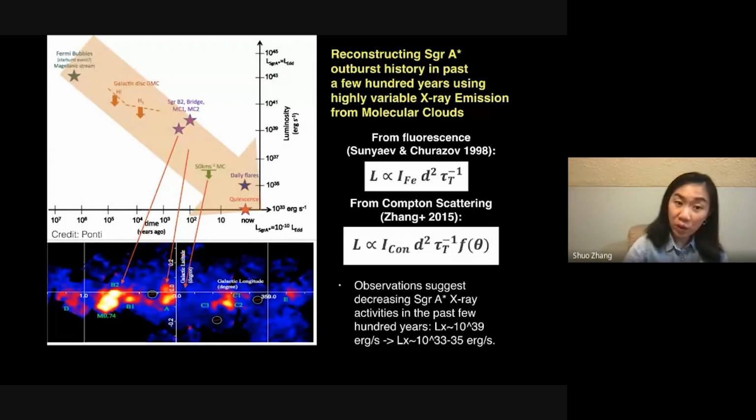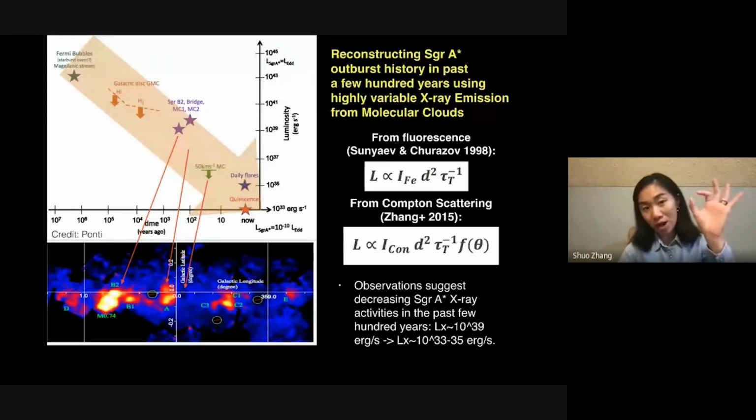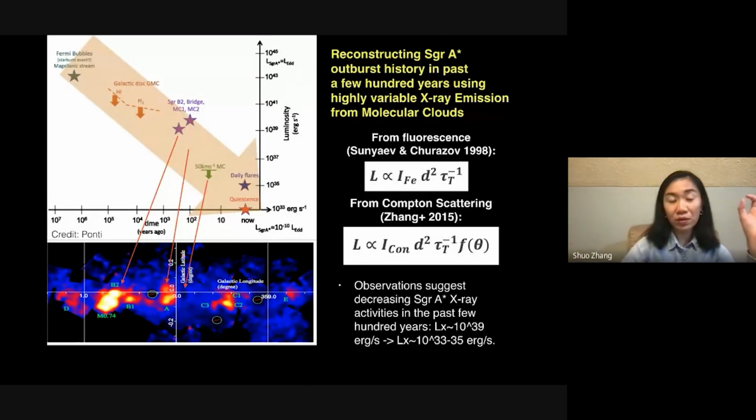If you go back a few hundred years ago, as those purple stars show, Sagittarius used to be much brighter, much more active just a few hundred years ago. If you go to a few thousand or tens of thousands of years, it is even more active and even more luminous. Now, if you go further back to a few million years ago, some other astronomy findings suggest that Sagittarius could be in its most active or brightest stage.